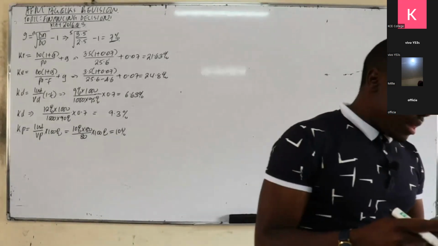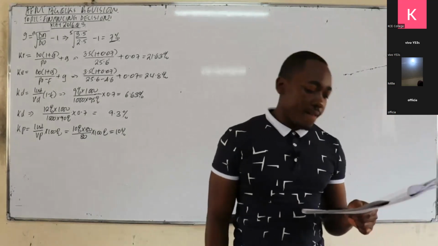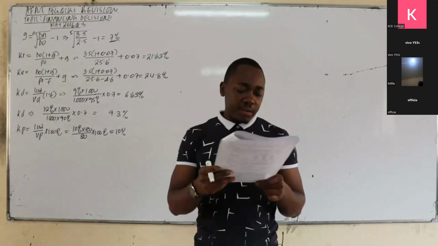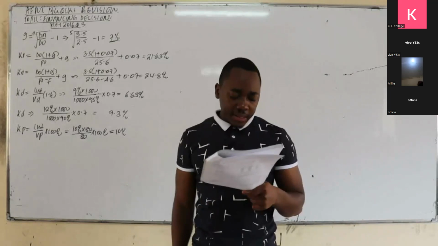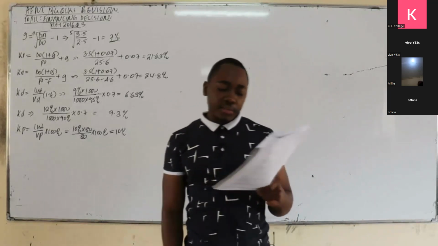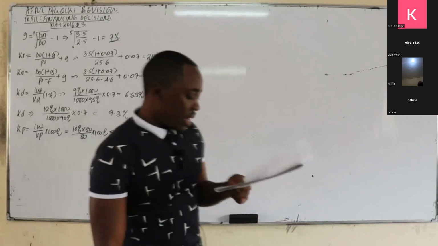Number 6, the company's capital structure, which is considered optimal, is as follows. Equity is 45%, preference share capital is 30%, debenture capital is 25%. The corporate tax rate is 30%. The company has to exhaust internally generated funds before raising extra funds from external sources. Required, number A.